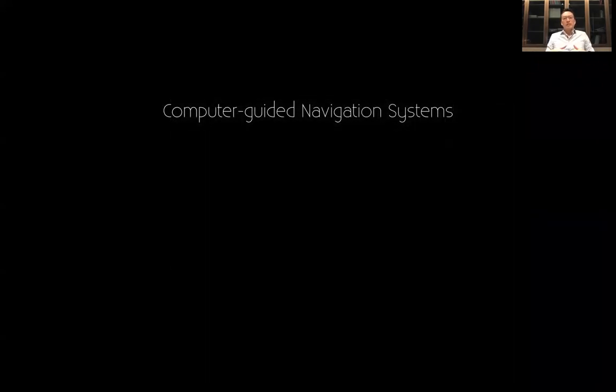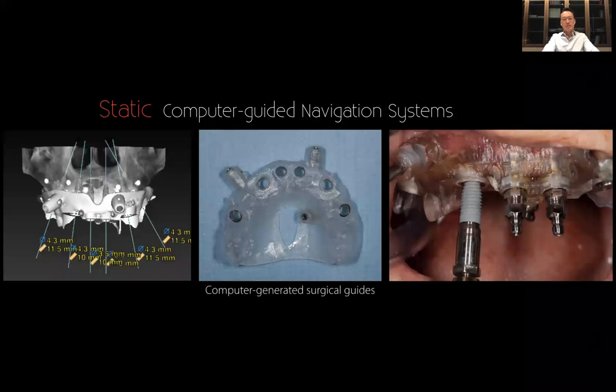So let's talk about the computer-guided navigation system. When we talk about navigation systems, we can categorize them in one of two categories. The first category is the static computer-guided navigation systems. The static guides, I think everybody's familiar with this. It's basically the computer-generated surgical guides. On the planning software, we plan the positions and the angulations for our implants, and with the click of a button, we can have this guide fabricated or printed. Once we get the surgical guide, during the surgery we can place it in the patient's mouth and then just do our osteotomies and place our implants according to these pre-planned positions.